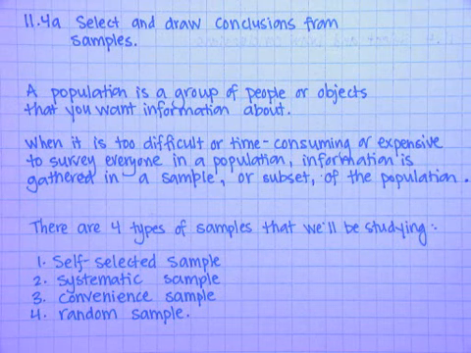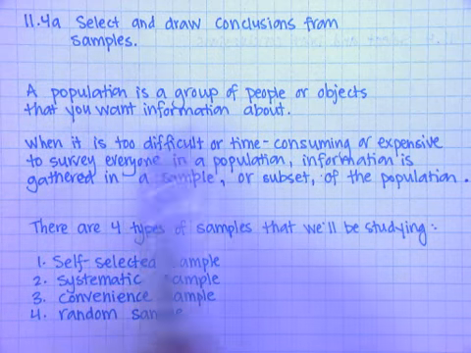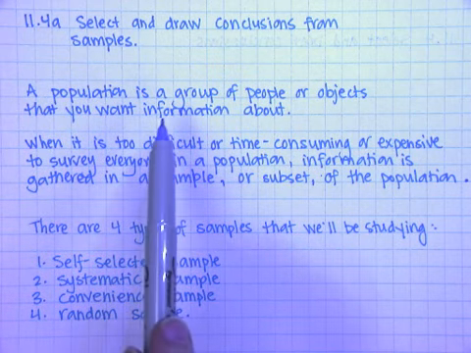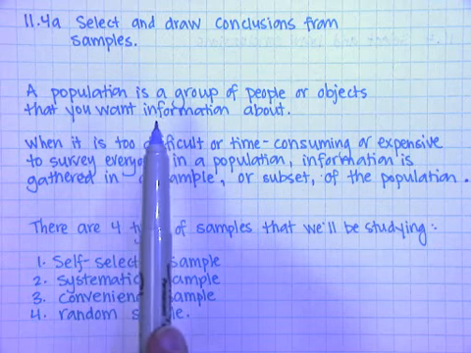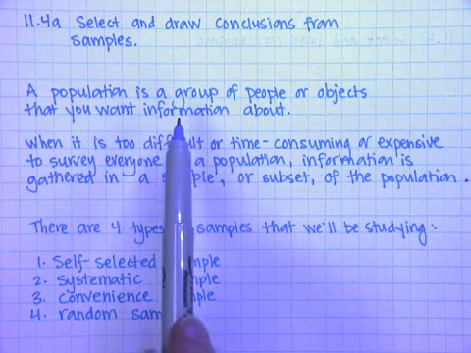Hi guys. So in 11.4a, we're talking about selecting and drawing conclusions from samples. And the reason you would do this is sometimes we're going to look at a population or a group of people or objects that you want information about. So for instance, maybe the population is something about teens, like all the teens in the US.